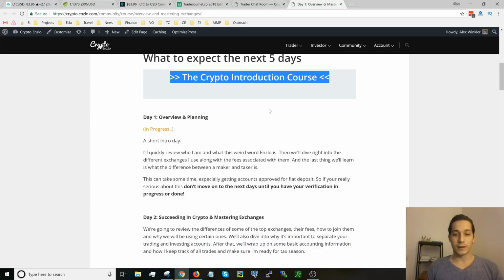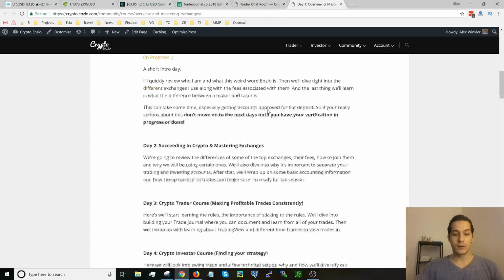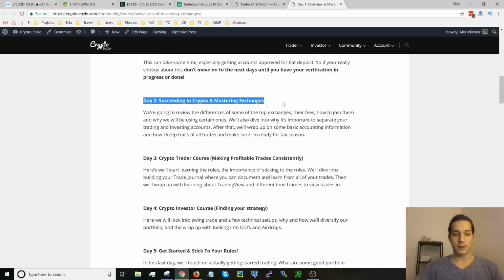We're also going to dive into 3 or 4 exchanges that I often use, the fees associated with them, and we're going to learn the difference between a maker and a taker, which is quite important. All right, day 2 is succeeding in crypto and mastering exchanges.